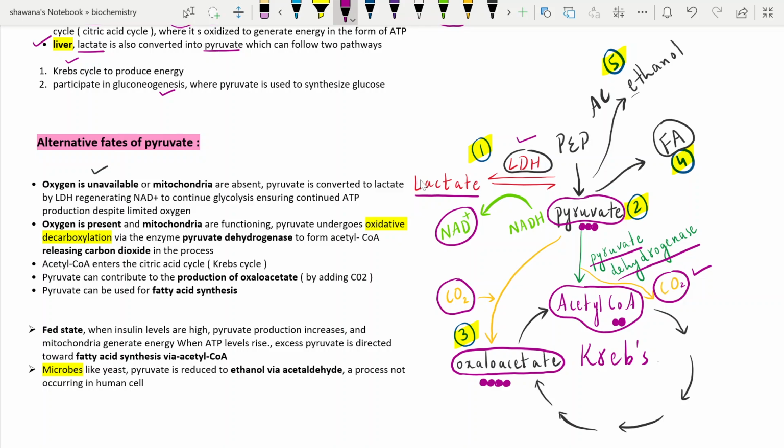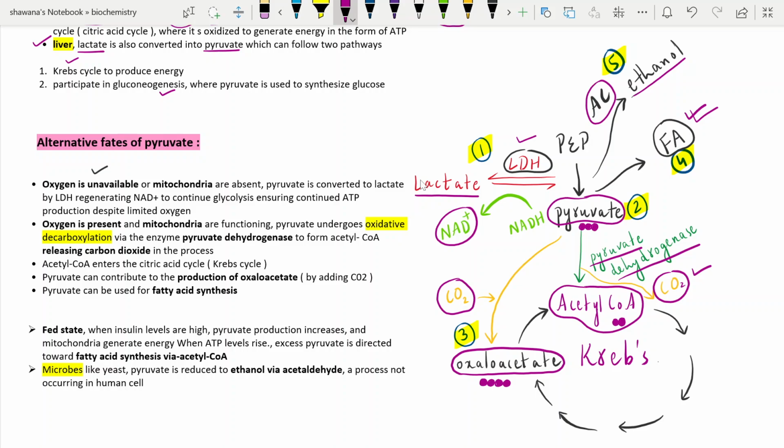Next fate of pyruvate is the conversion into fatty acid. When we are in a high fat state, a lot of pyruvate is there, a lot of ATP is there, and excess pyruvate is directed towards fatty acid synthesis. We'll discuss that later, but this fatty acid is going to make us fat. The last fate of pyruvate, it's not occurring in humans but occurs in microbes. It is the conversion of pyruvate to alcohol, which is ethanol, with the help of acetaldehyde. And these 5 are the fates of pyruvate.